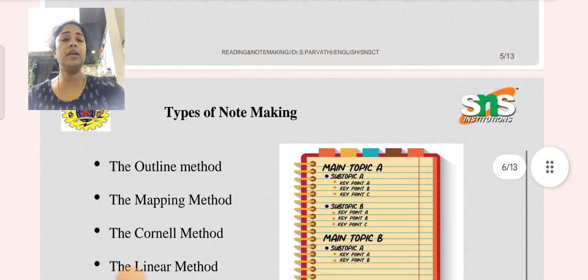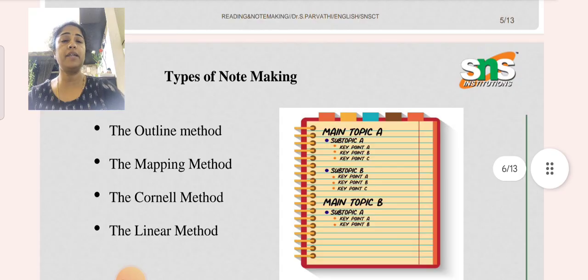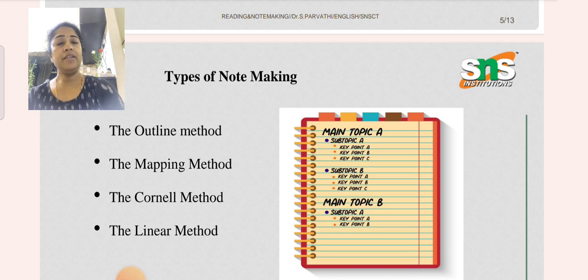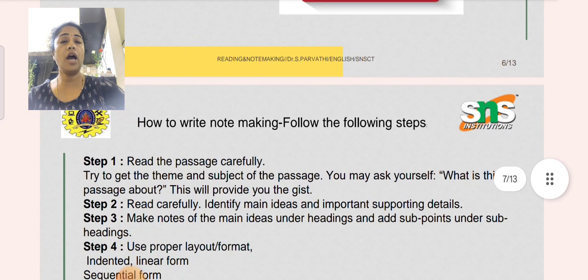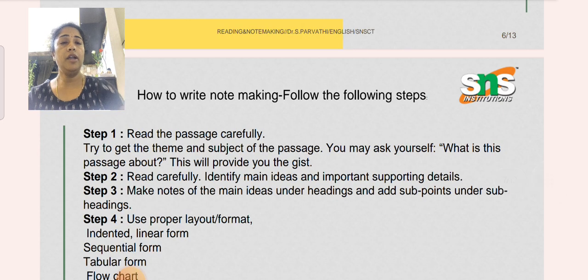And there are four types of note making. The first is the outline method, the other is the mapping method, then the Cornell method, and the linear method. In our institution, in our syllabus, we teach the linear method. Through the linear method, how do you write the note making?